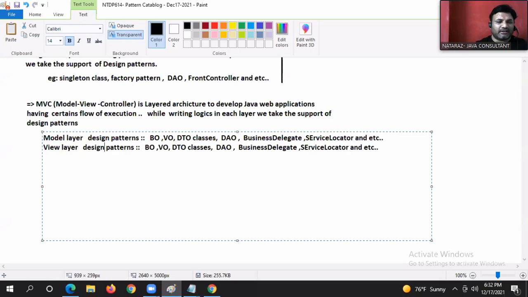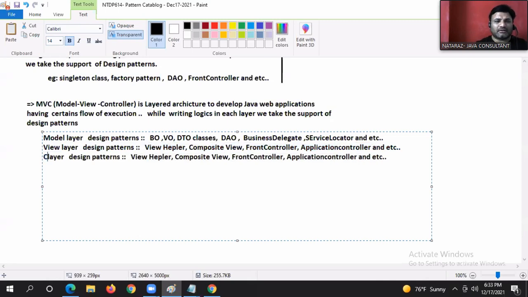Next one, view layer design patterns. While writing logic in the view layer, we take the support of view helper, composite view, and etc. Next, controller layer design patterns. Yes, front controller, application controller, and etc.